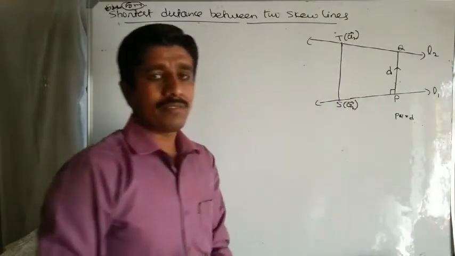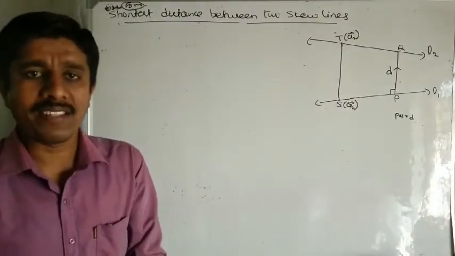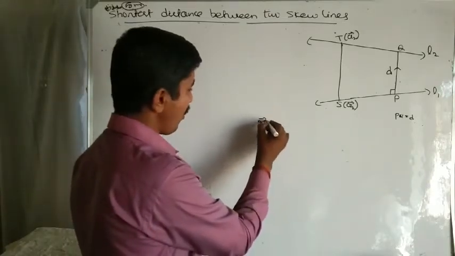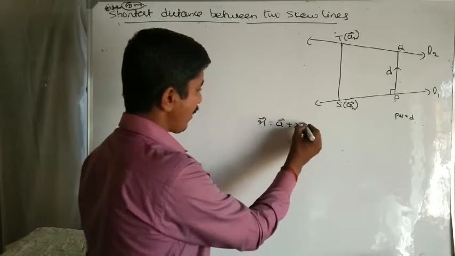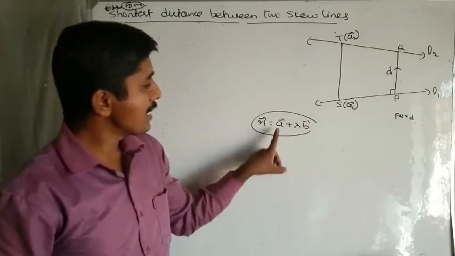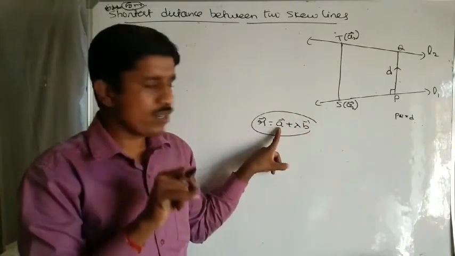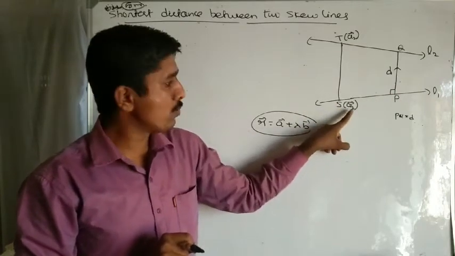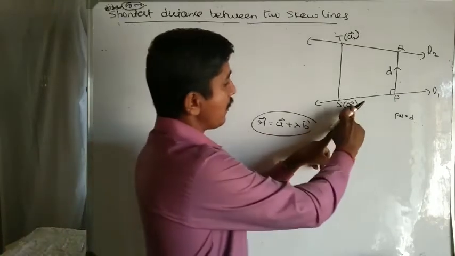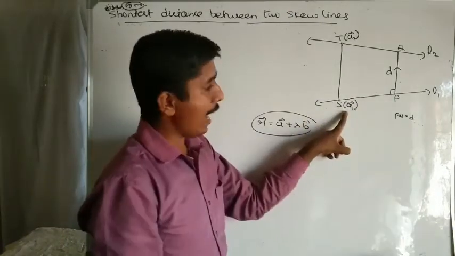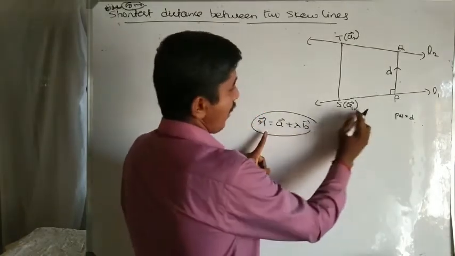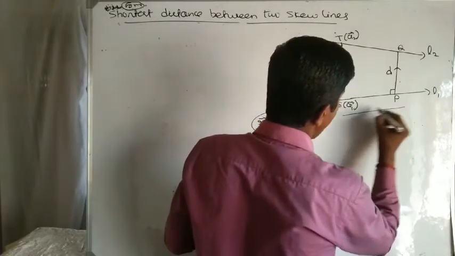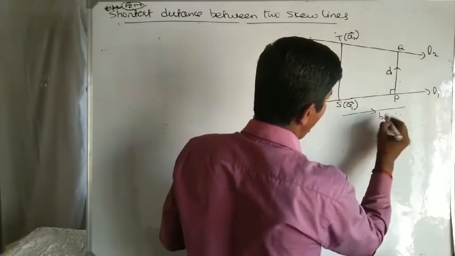Mind it, we know the equation of the line passing through some point and parallel to a vector. In vector form, vector R equals vector A plus lambda vector B. This is the equation of the line passing through the point whose position vector is A and parallel to vector B. Here, this line passes through the point S whose position vector is vector A1, and is parallel to some vector. No need to draw, but for understanding I am drawing here. Parallel to line L1, you draw one, vector B1 I am taking here.